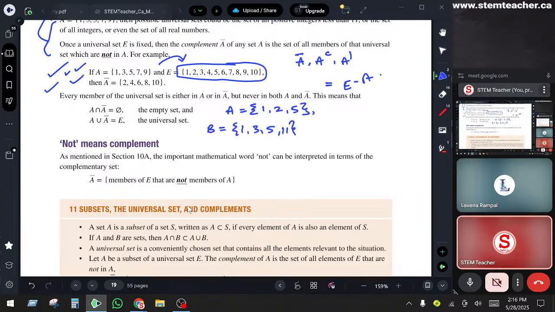What is B minus A? I don't know. First of all, you have to write B: 1, 3, 5, 11. Now you have to cross-check if the element is in A. 1 is there, 1 is here, cross it. 2 is here, but 2 is not in B, ignore. 5 is here, 5 is here, cross it. So the answer is 3, 11.